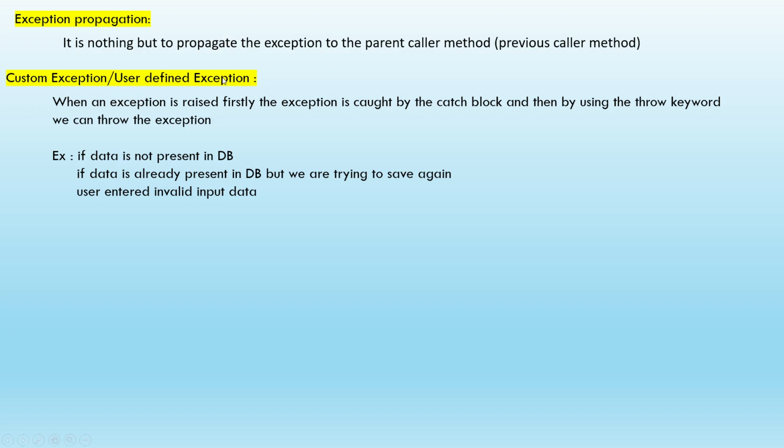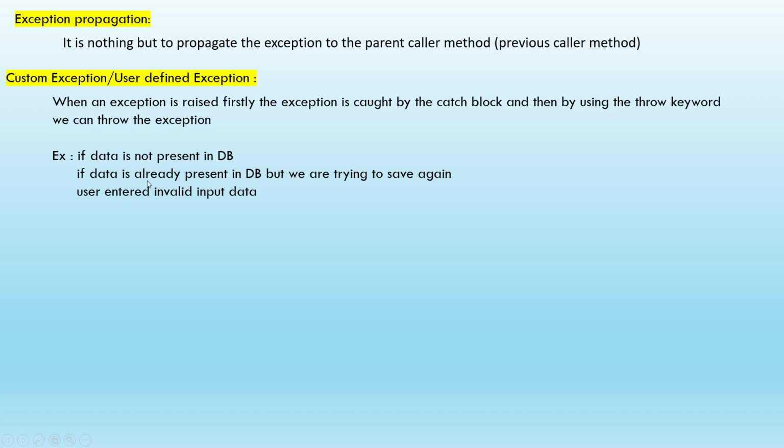Then custom exception, or user defined exception. For example, when an exception is raised, firstly the exception is caught by the catch block, and then by using the throw keyword we can throw the exception. For example, we are trying to identify a user from the database, but the user does not exist in the database. At that time we have to send a user not found exception to the response or the client. If data is not present, we can catch that exception and send our custom exceptions.